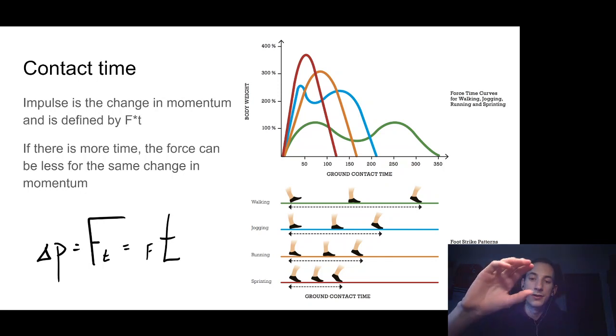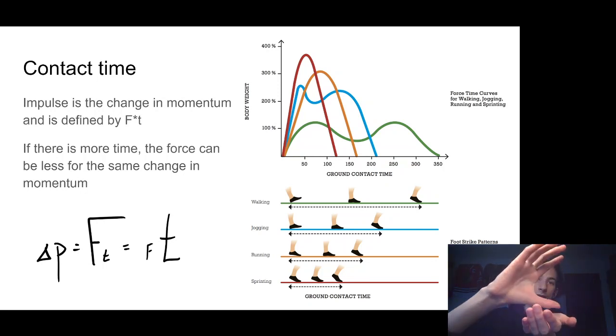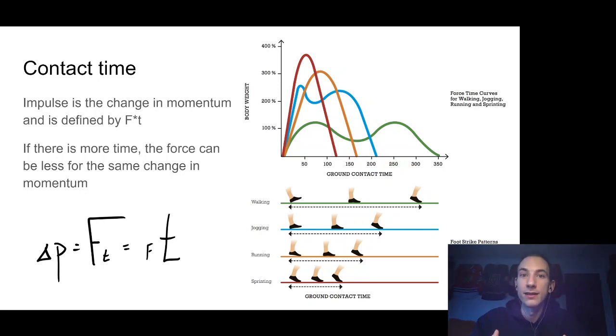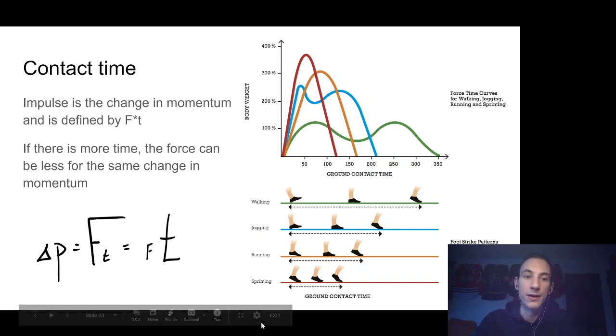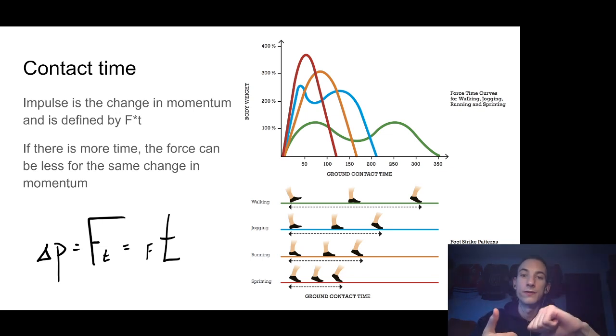In this case, you're going into the ground, your velocity is going downwards, towards the ground. When you hit the ground, you start to move upwards. You're changing the momentum of your body. So this is really dictated by how much time you're in contact with the ground. If you're in contact for a longer amount of time, there's going to be less force needed to change your momentum. We talked about how impulse is the change in momentum. It's defined by force times time. So if your time is greater, your force is going to be less.